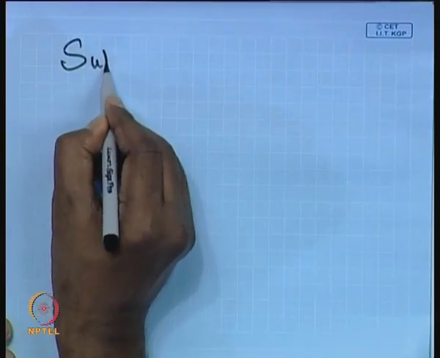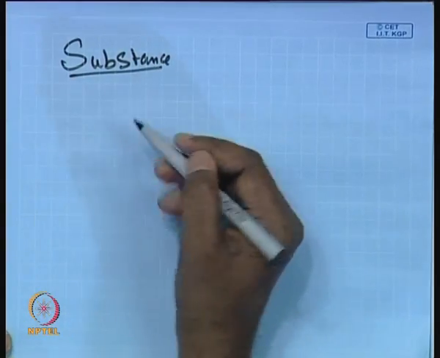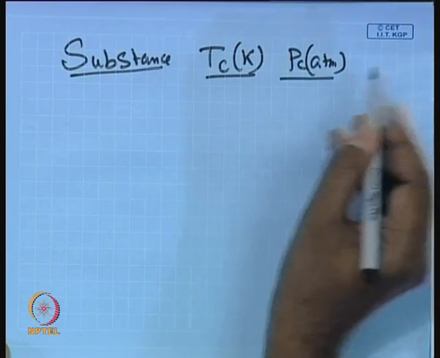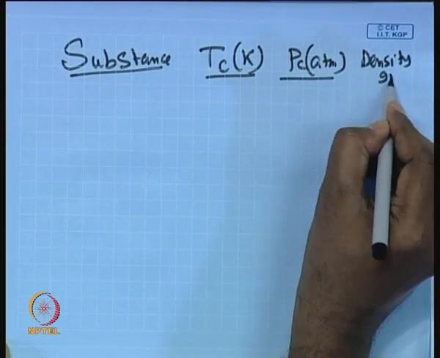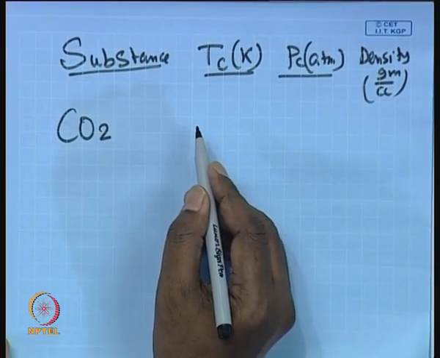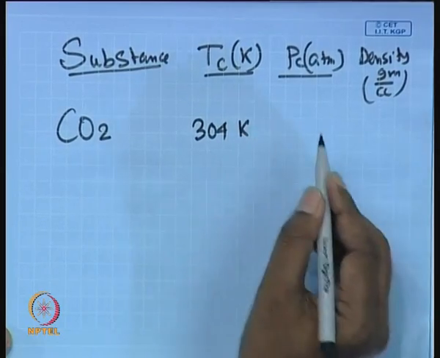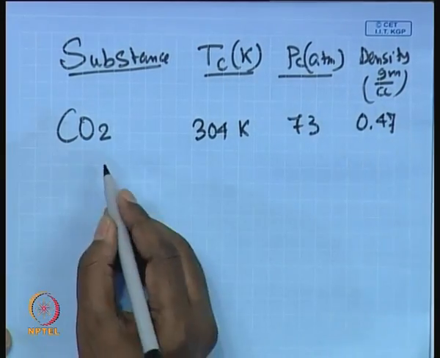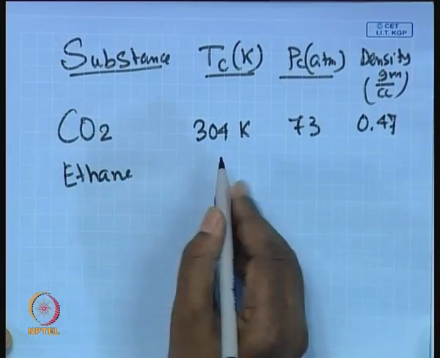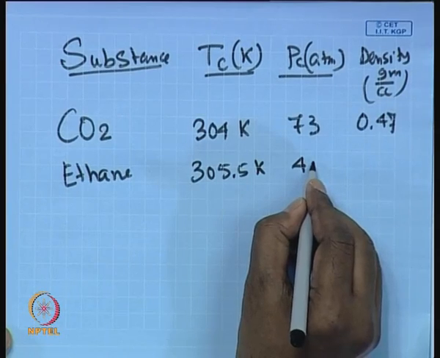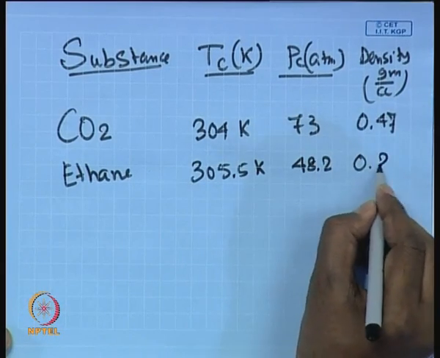Now, let us look into some of the critical conditions of these fluids. The substance, that means the compound that we are talking about, critical temperature in Kelvin, critical pressure in atmosphere, and let us say density in gram per cc. Carbon dioxide, its critical temperature is around 31 degrees centigrade, okay, 304 Kelvin. The critical pressure is 73 atmosphere and its density is 0.47. Okay. Ethane has a critical temperature in the same range, but it has a lower critical pressure, 48.2 atmosphere, and its density is further lower.